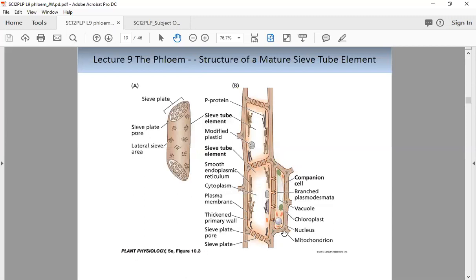So you can imagine, because these sieve elements are lacking in a lot of the normal organelles and structures that you'd find in living cells, that the companion cell actually takes over many of those metabolic functions that are required to sustain the cell. And this is just an ordinary type of companion cell here. There are three major different types of companion cells, and we'll visit them briefly in a few minutes.